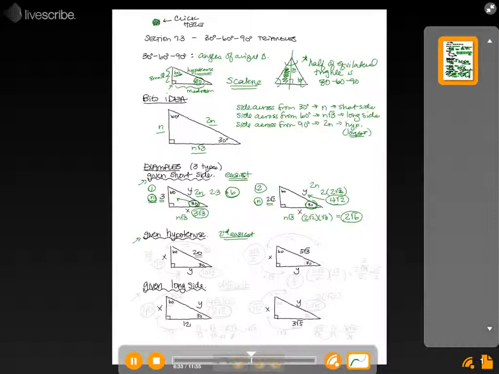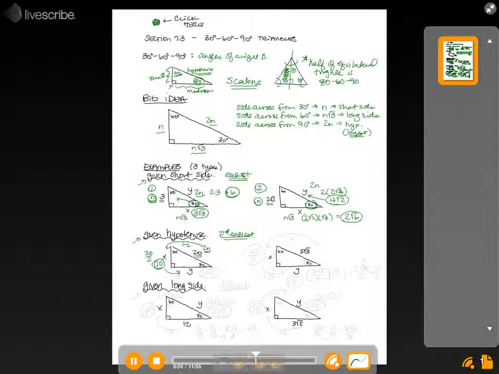We are given the hypotenuse here, which is really 2n in our triangle. So if we want to go over here to the short side, we have to divide by 2 because that's how we would get n. So we have 20 divided by 2, which is 10. There's our answer for the short side. To find x, it's 10.